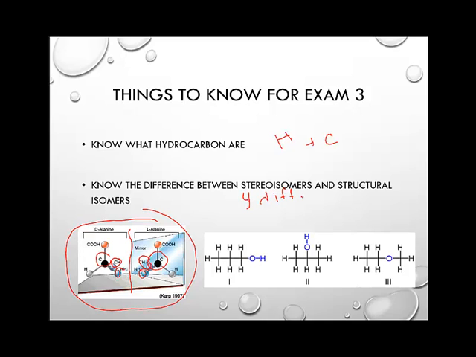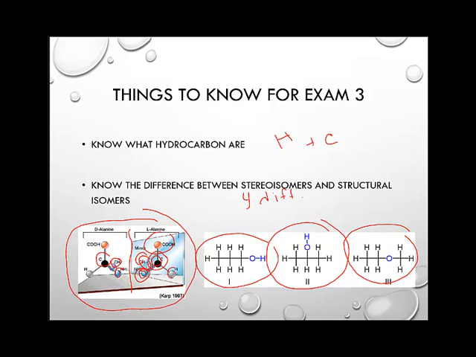Structural isomers, however, have the exact same chemical formula, but it's arranged differently. Notice that the oxygen is in a different position in every single one of these structures. These are structural isomers. They're the same chemical formula, different arrangement. Whereas the stereoisomers are the same chemical formula, but a different arrangement around the same carbon.